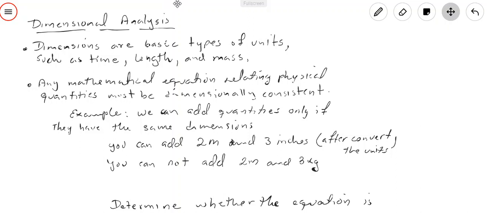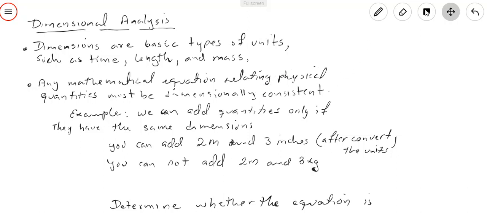So let us explain what this means, right? We can add quantities only if those quantities have the same dimensions. So this is basically what it is to be dimensionally consistent. You can add, for example, 2 meters and 3 inches, after, of course, making the conversion either from meters to inches or from inches to meters, but you cannot add 2 meters and 3 kilograms because those are quantities that are not dimensionally consistent.